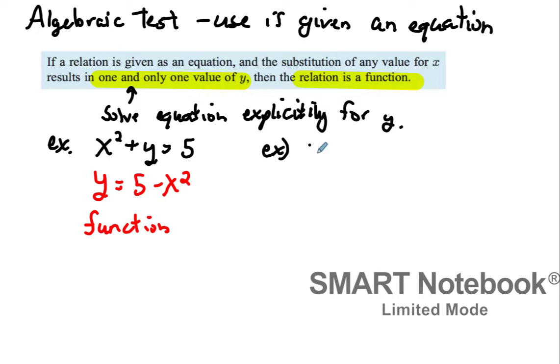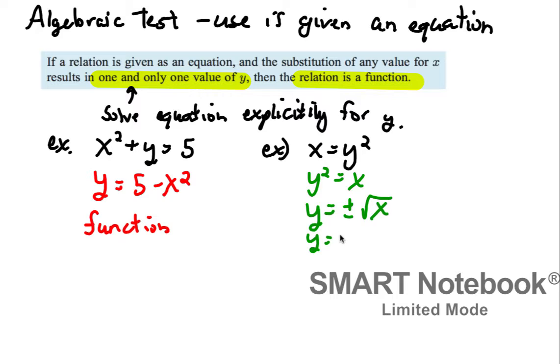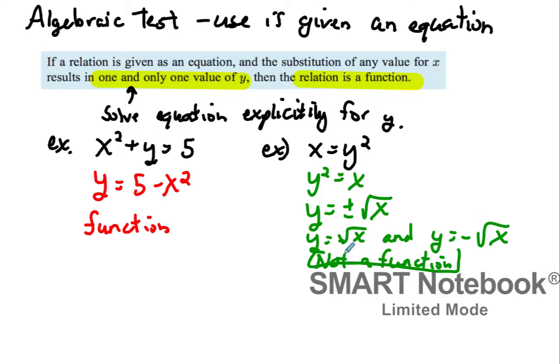Our second example, I have x equals y squared. So to solve for y by itself, I take the square root of each side. So I get y is equal to plus or minus the square root of x. So that means y is equal to the square root of x and y is equal to negative the square root of x. Y goes to two different values, the square root of x and negative square root of x. So this is an example of an equation that is not a function.